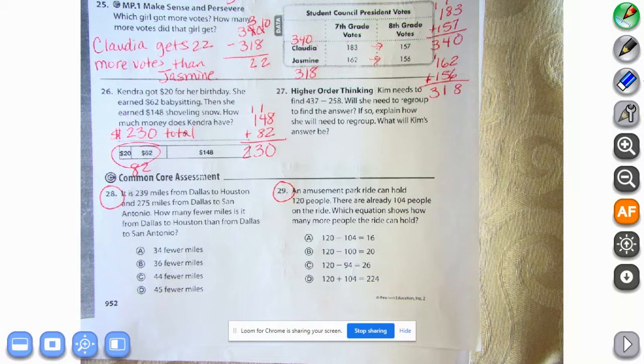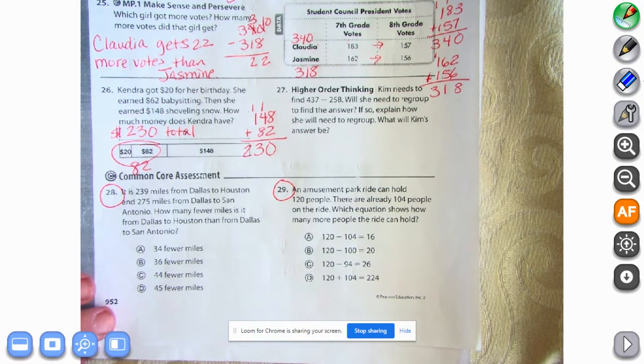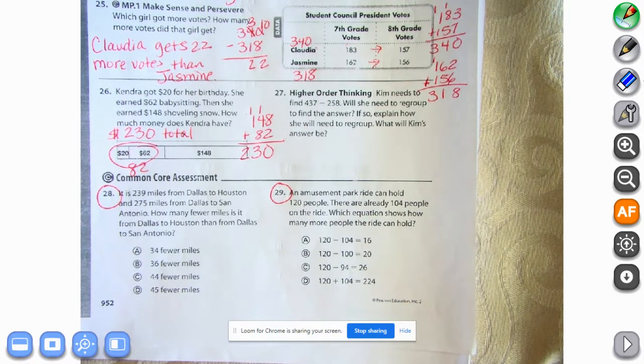Okay, go ahead and pause so you can get that down. And when you come back, we're going to do number 27. Kim needs to find 437 minus 258. Will she need to regroup to find the answer? If so, explain how she will need to regroup. What will Kim's answer be?